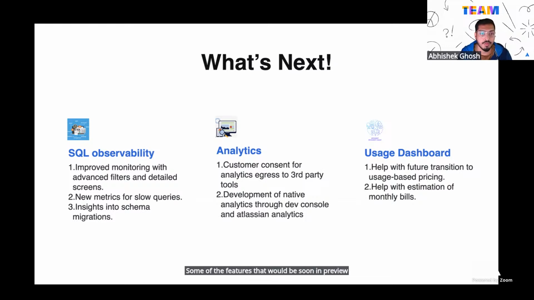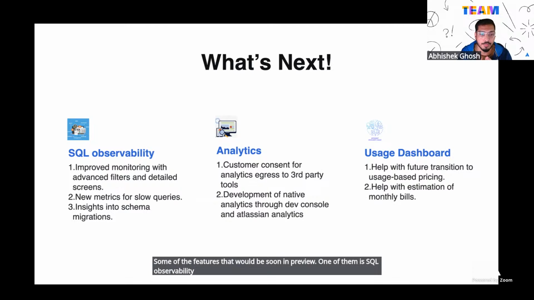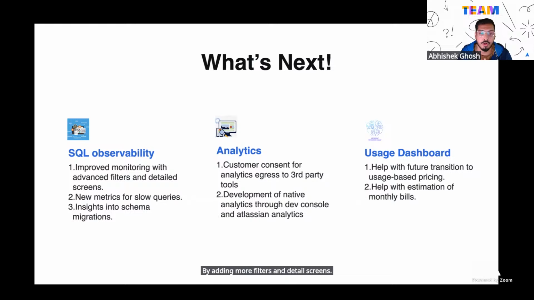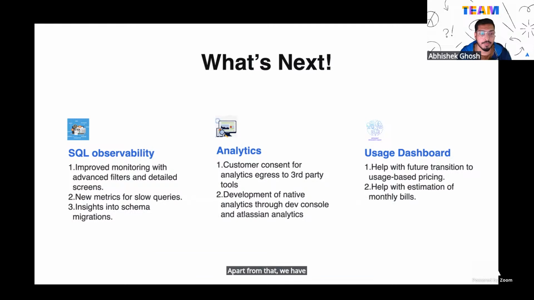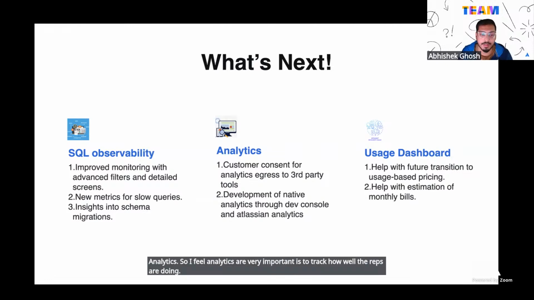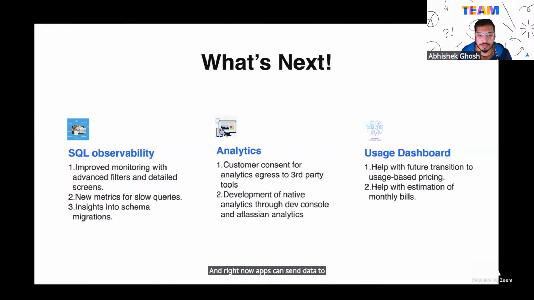One of them is SQL observability. So we'll improve how we monitor our SQL resources by adding more filters and detailed screens. We will also show metrics for slow queries and schema migrations. Apart from that, we have analytics. So I feel analytics are very important to track how well their apps are doing. And right now, apps can send data to any analytics tool they choose. In near future, we will consider customer consent when sending data, and we are also working on building our own analytics solution.